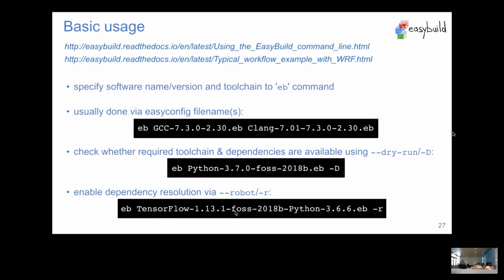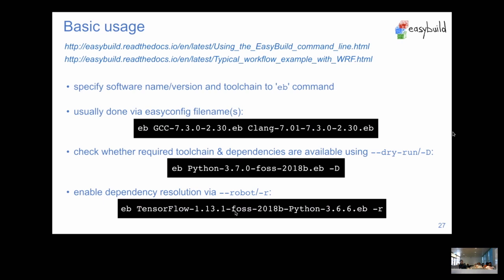So in the first example here, I'm installing GCC 7.3 together with a particular version of Binutils 2.30. And I'm also installing a particular version of Clang. The version is a bit weird there. I'm installing Clang 7 with GCC 7.3 and Binutils 2.30. I'm installing Clang on top of GCC.